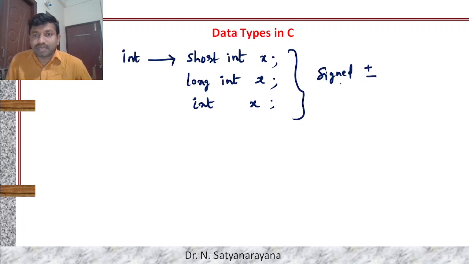Even if you don't apply it, the default sign is applicable. But if you want to assign only positive values for this x, unsigned must be applied before the declaration of the variable. It could be unsigned short int, unsigned long int, and unsigned int. However, how much memory will be allocated, we will see now.